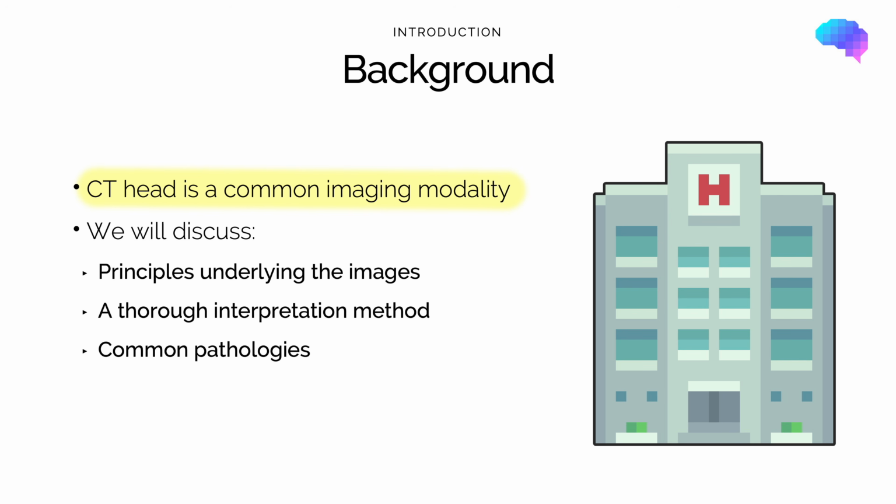They're requested very often in A&E for patients who come in with altered neurology or a history of trauma. And they're always requested on the ward as part of a falls assessment if the patient has altered neurology following a fall. So just a bit about the structure of this session. We're going to go through the underlying principles first, then a thorough interpretation method, and intertwined into that we're going to look at some common pathologies along the way.